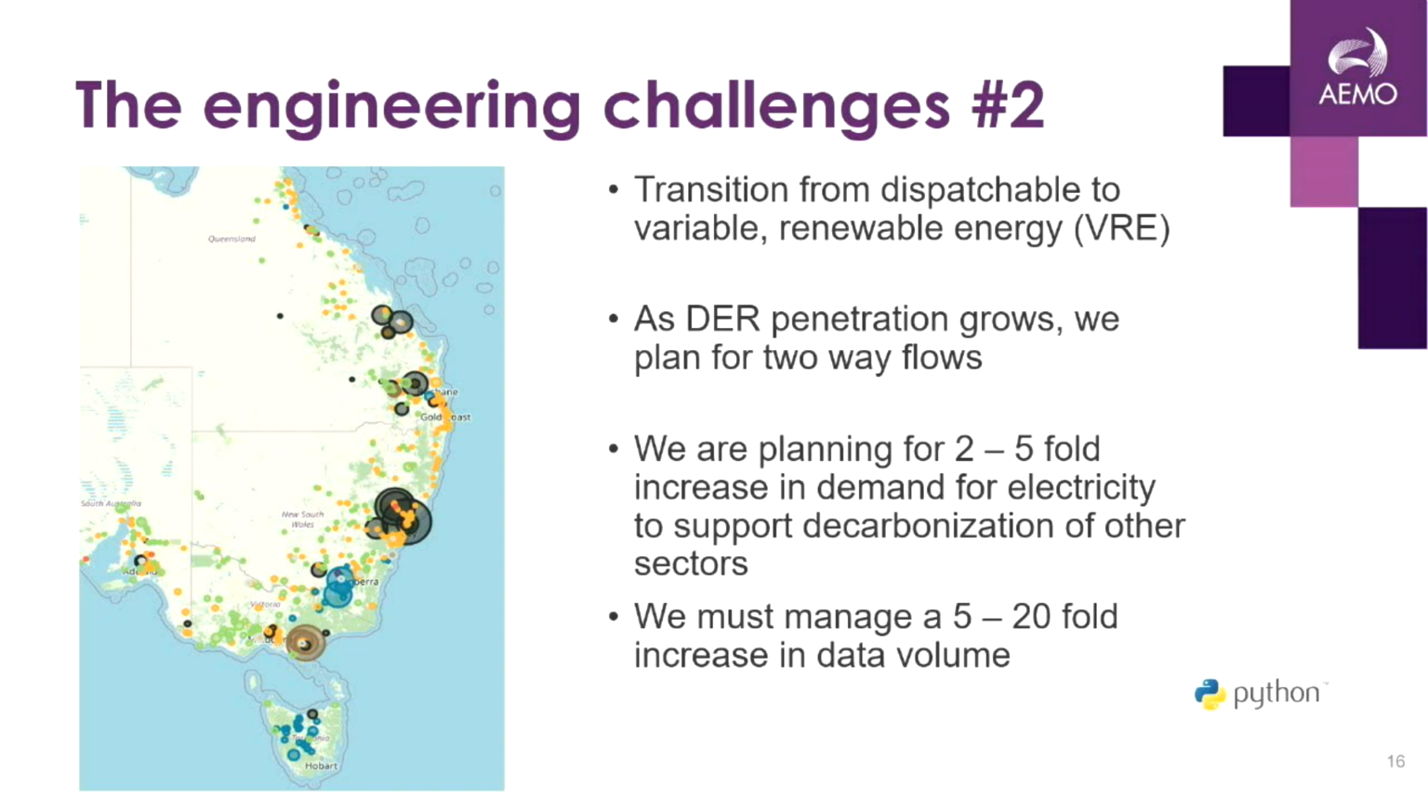We have the transition from dispatchable energy, energy created by a machine that we have control over, to variable energy or variable renewable energy. We tend to like to take everything that the weather can give us. As DER penetration grows, we must plan for two-way flows, and the grid was not designed to manage two-way flows.